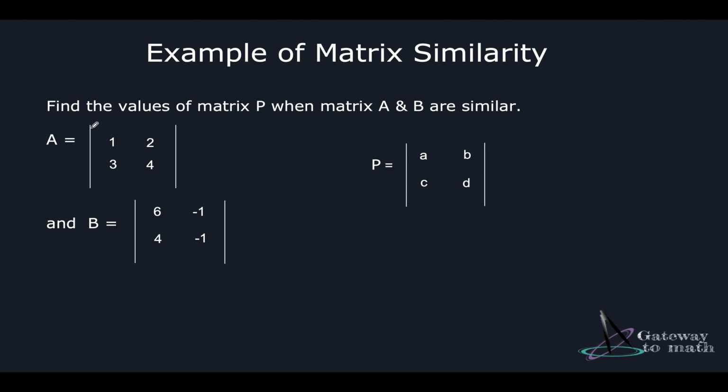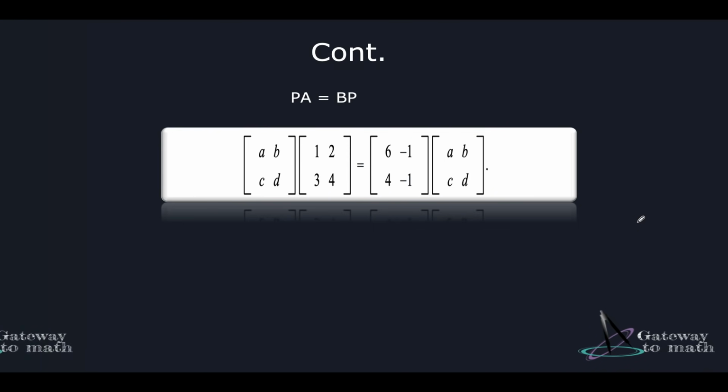So the question says, find the values of matrix P when matrices A and B are similar. So we're already given a condition that matrices A and B are similar. And these are the matrix values. We are supposed to find the value of this matrix P, which is a, b, c, and d. So we remember from a previous discussion that if two matrices are similar, then this condition needs to be satisfied, correct? PA should be equal to BP, right? So let us represent this in the next slide.